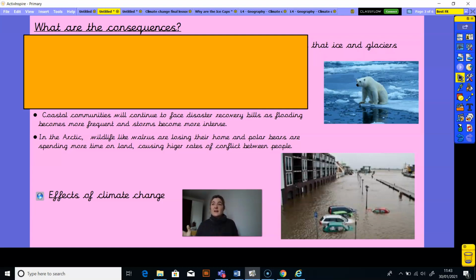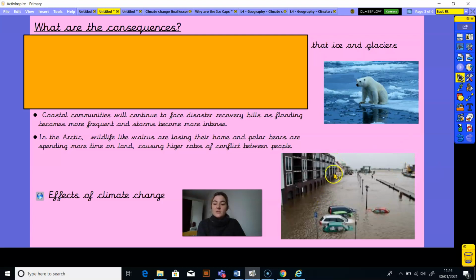So polar bears are having to sort of go into communities, and that is affecting people because it's also putting them at risk, but polar bears as well, because people are likely to sort of try and get rid of the polar bears if they're faced with one. I mean, if a polar bear came into Bristol, I'm not quite sure what people would do. But it's not safe for both of them, so that is causing some problems there as well.